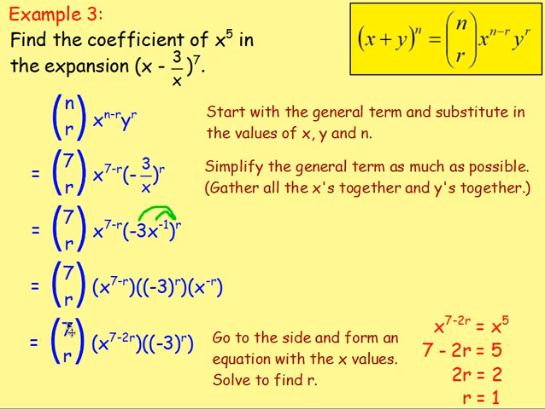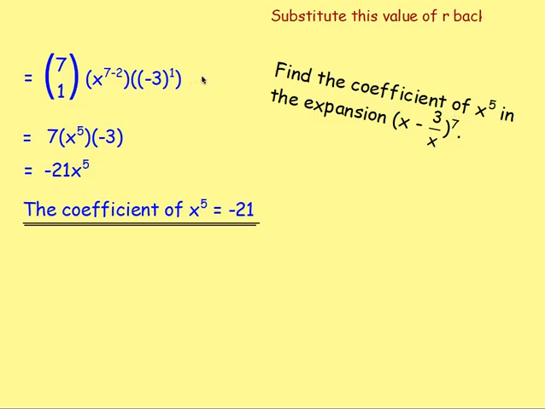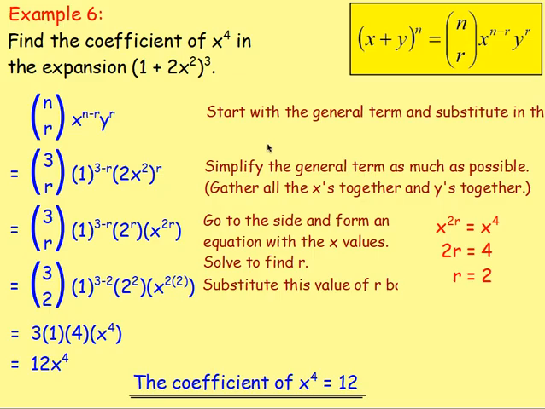so you'd have 7 choose 1 in this example. X to the power of 7 take away 2 times 1, and then negative 3 to the power of 1. Once you do that, you can then use Pascal's triangle to find the value of 7 choose 1, and then all you're wanting to do is to evaluate that, so you get the coefficient. So the coefficient here would be negative 21.